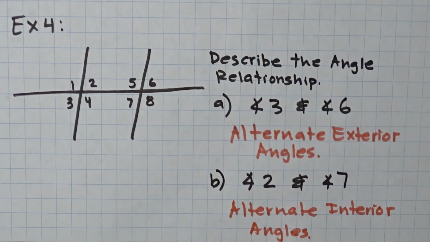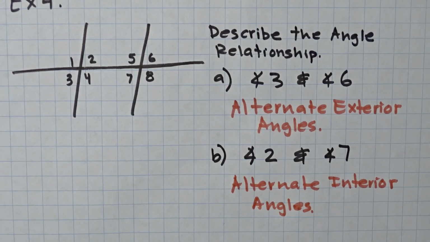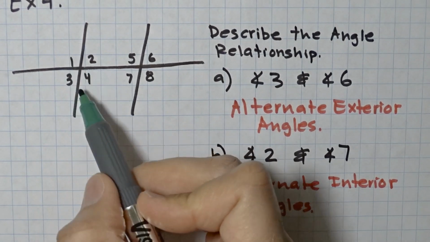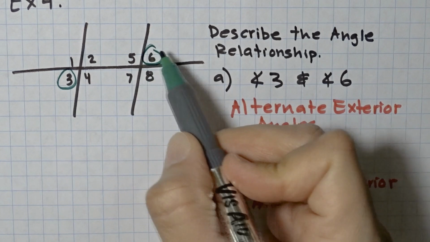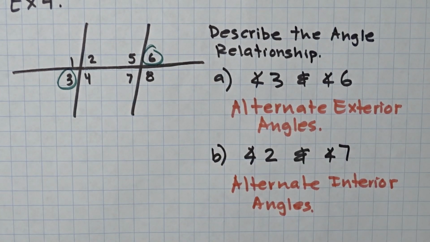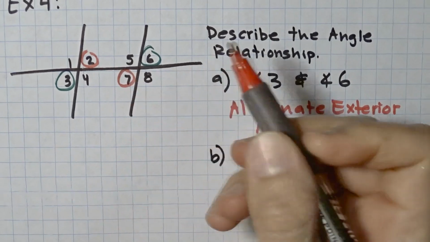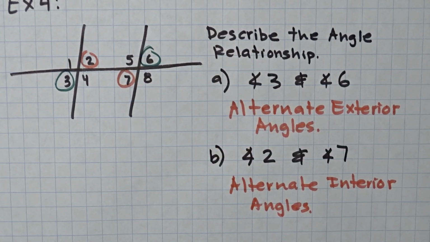And more importantly than anything is being able to identify what angles are congruent. And they are going to be congruent. So this angle and this angle are congruent. They're exactly the same size. This angle and this angle are congruent. They're exactly the same size. Now there are more pairs that are going to be congruent that we did not mention.